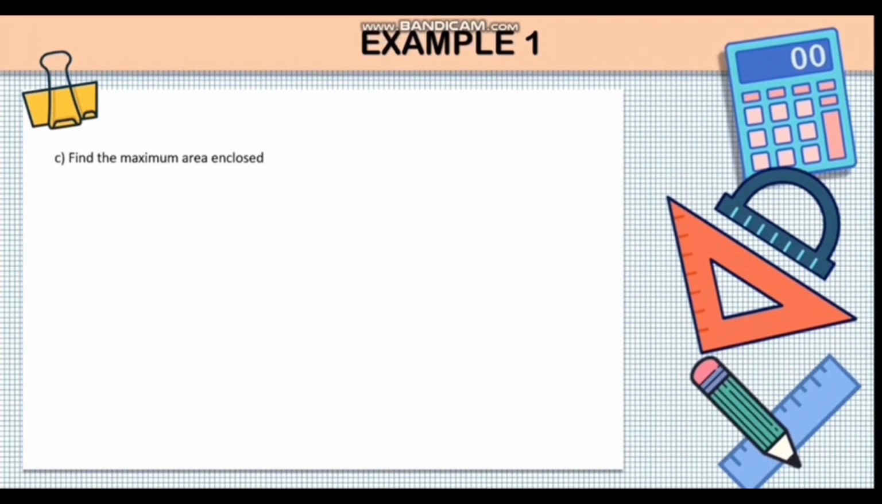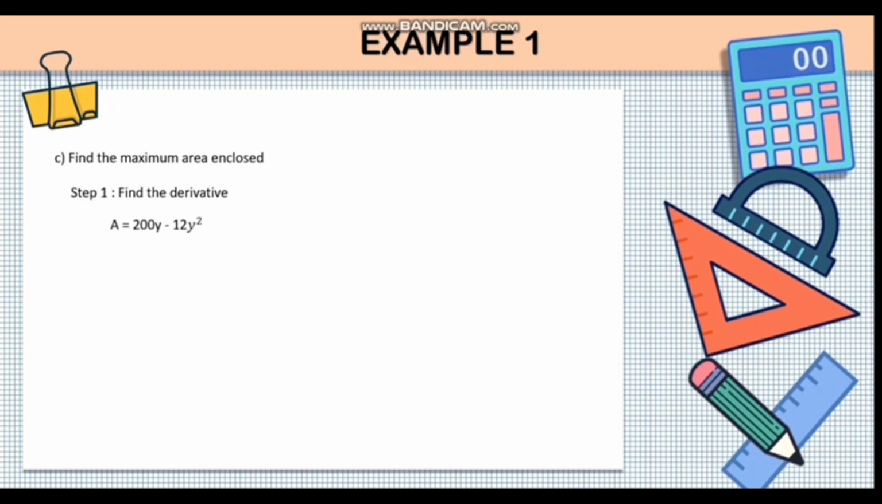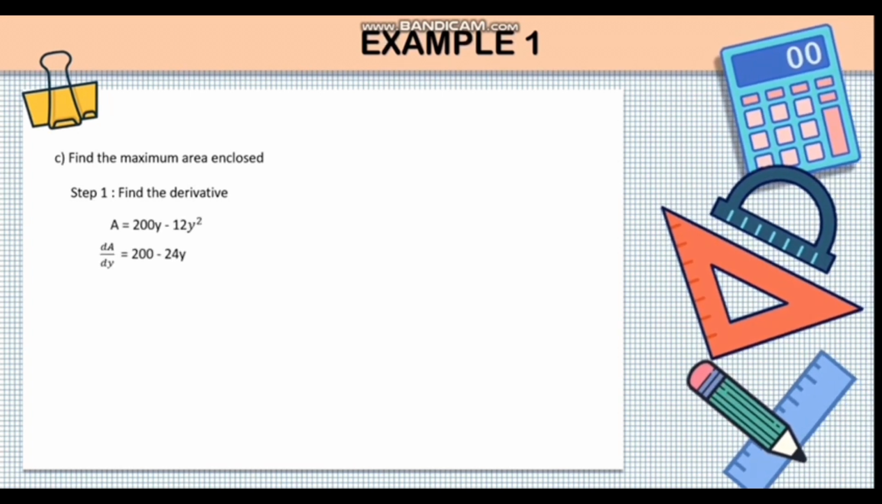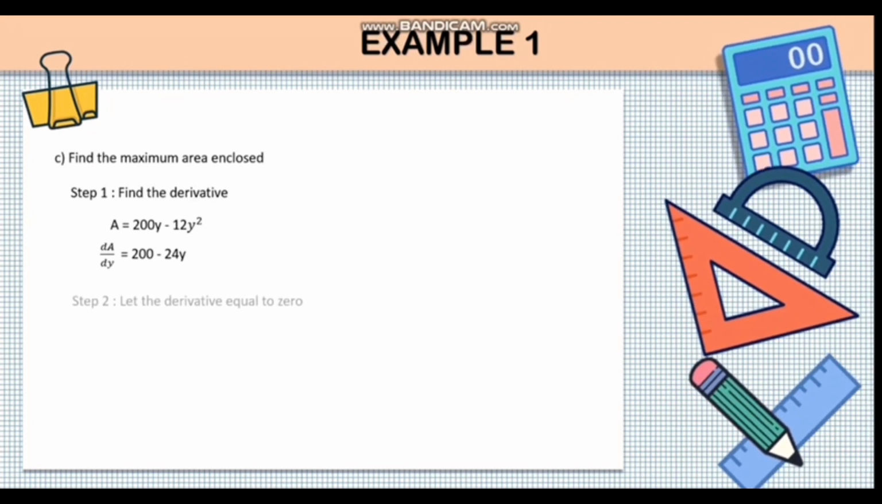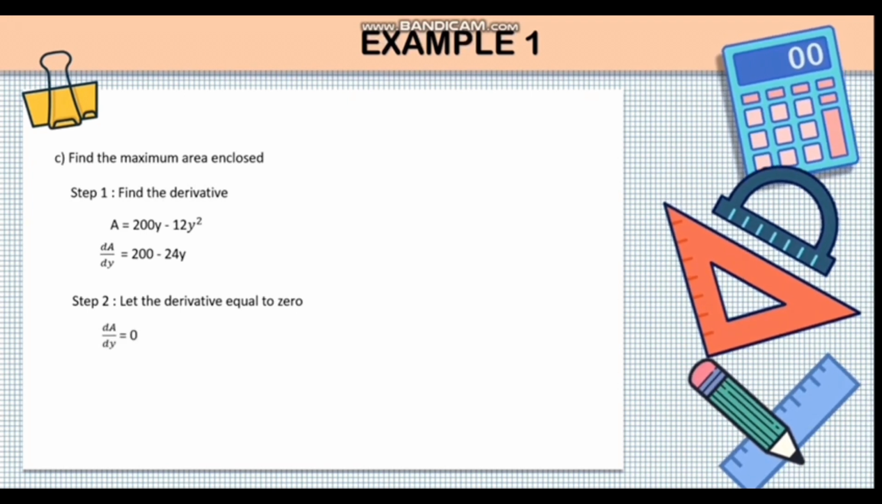Next is C. Find the maximum area enclosed. The first step is to find the derivative of the formula A equals 200y minus 12y squared. So dA over dy equals 200 minus 24y. And then we move on to step number 2. Let the derivative equal 0. dA over dy equals 0, which is 200 minus 24y equals 0.